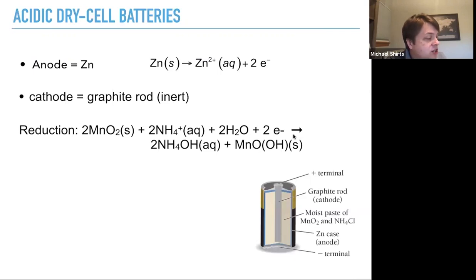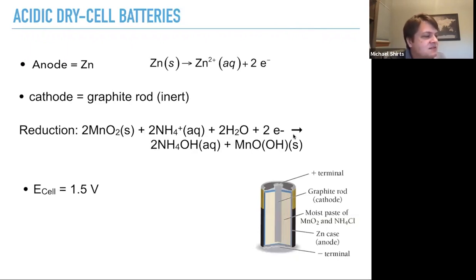And the reduction that occurs is manganese oxide, manganese going from a plus 4 state to a plus 3 state. So that's the reduction that's going on. And the electrolyte is this moist paste of manganese oxide and ammonium chloride. And ammonium chloride, remember, is an acidic salt. So that's the reaction that's going on. The cell voltage is about 1.5 volts.